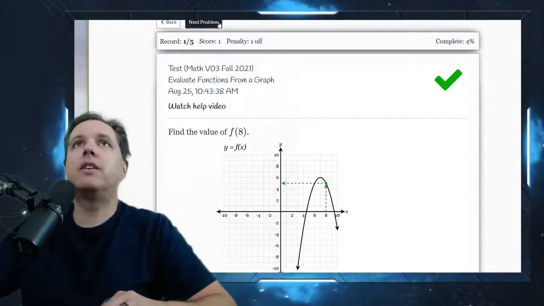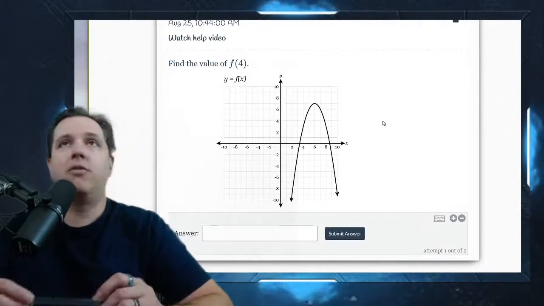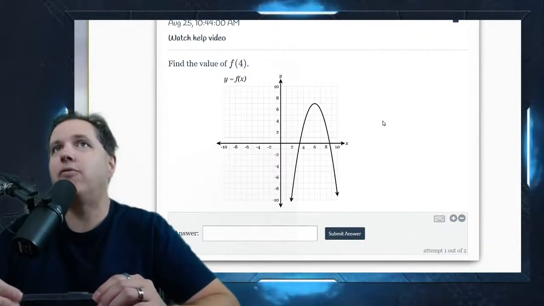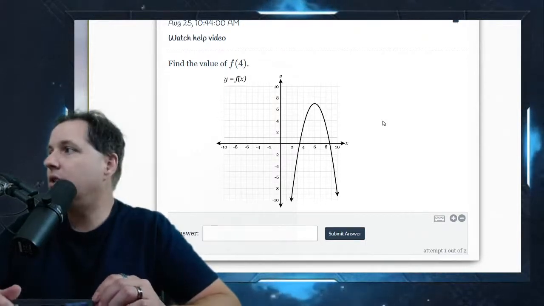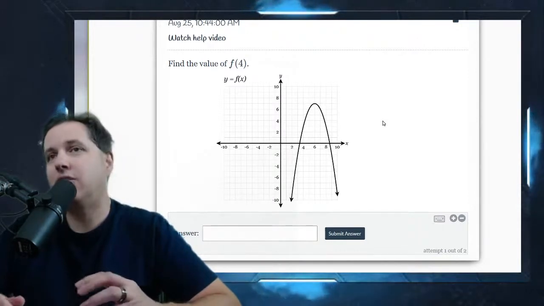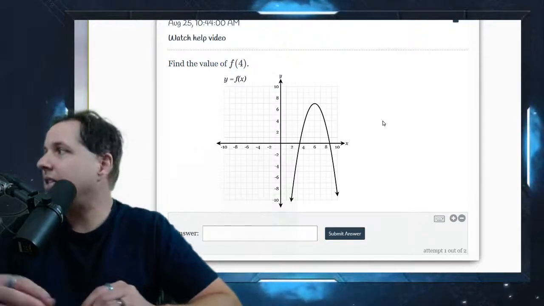Let's try another one. I'm going to give you a few seconds to look at this one and see if you can figure out where it says find the value of f of 4. Those of you looking at it, can you tell what that answer is going to be? This is a good way to test yourself to see if you really understand what I'm talking about. So just take a second.